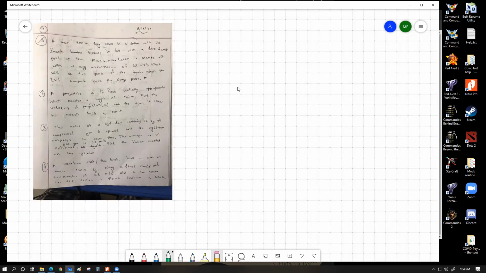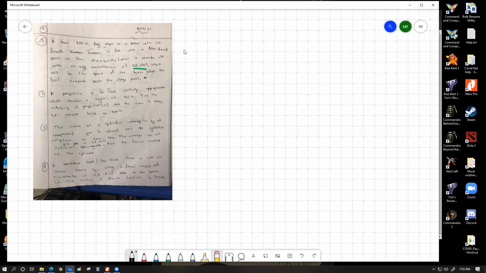Okay, so let's have a look. The question says a train 100 meters long stops in a station with its front bumpers in line with the lamppost on the platform. Later it starts off with an average acceleration of 0.6 meter per second squared. What will be the speed of the train when the tail bumpers pass the lamppost?